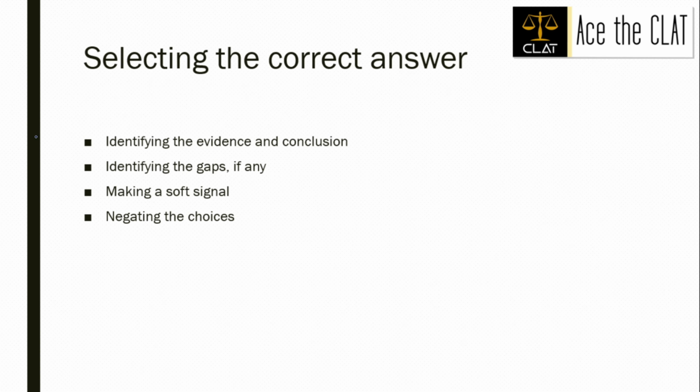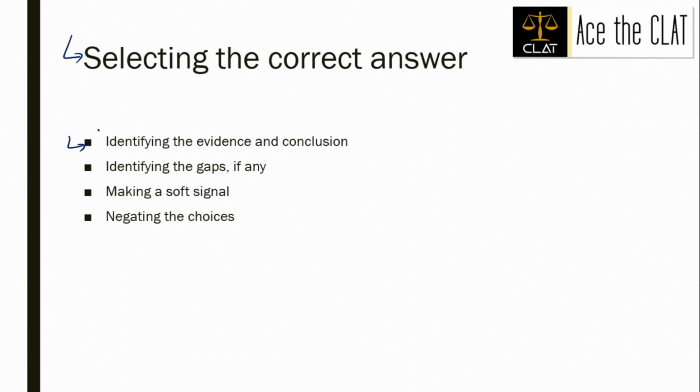Let us look at a strategy to select the correct answer. Alright, so the first thing is very obvious, that you need to identify the evidence and conclusion, because if you don't even know which two parts of the argument to connect, how do you even make that bridge, or how do you even make that assumption, right?